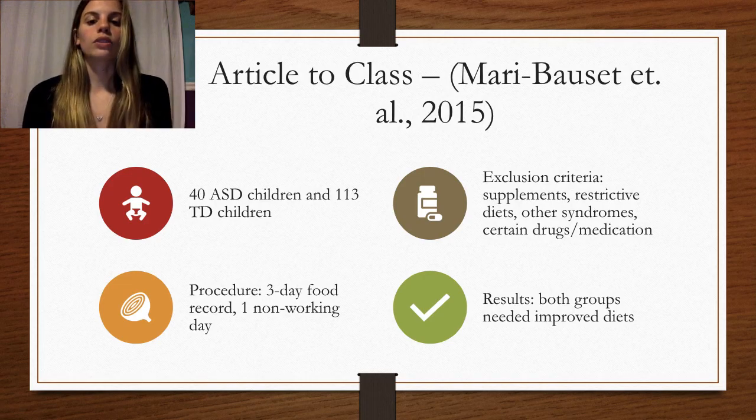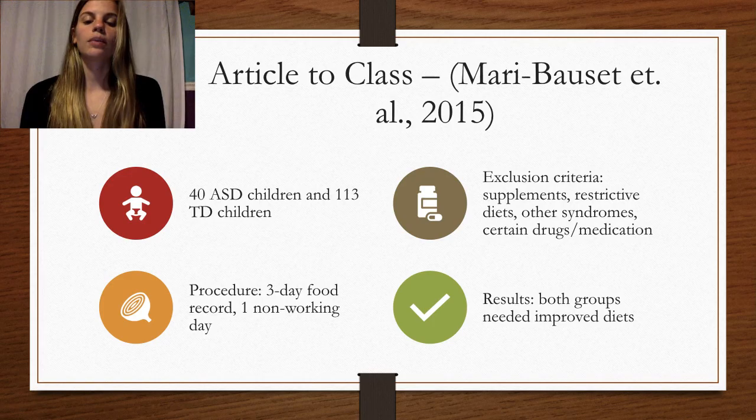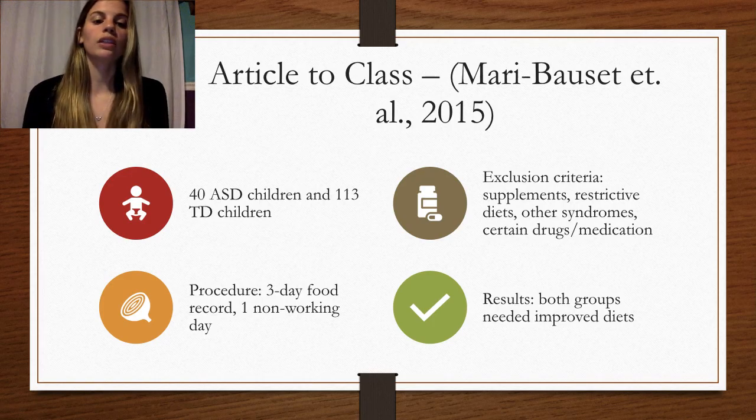I found the overall results of this particular article interesting because it identified that both groups needed improvement on their diets. Children with autism had a higher risk of not meeting the recommendations for calcium, vitamin C, and iron compared to typically developing children. However, both groups had inadequate intake of fiber, and the typically developing children had improper intakes of vitamin E, while the children with autism actually were over on their intake of this vitamin.